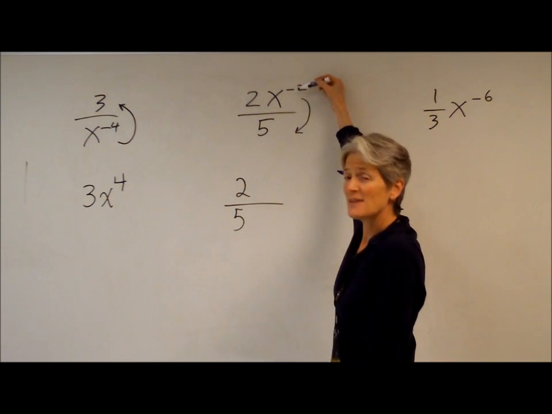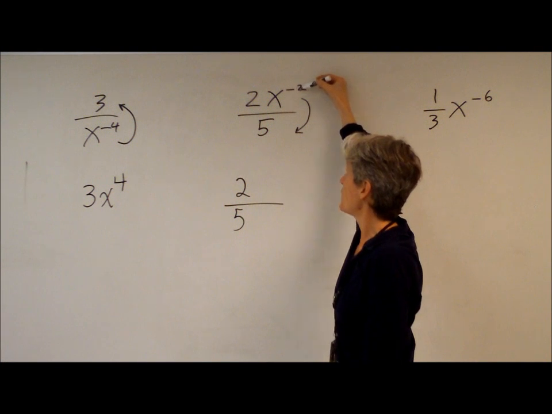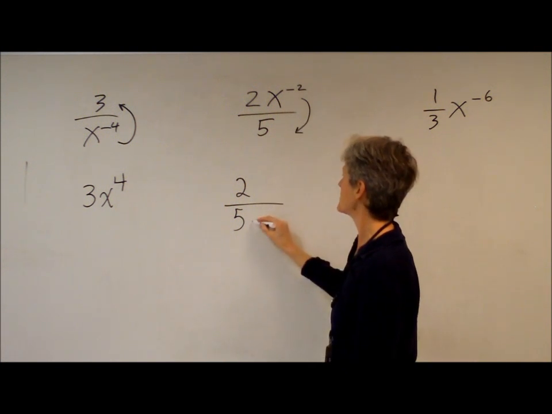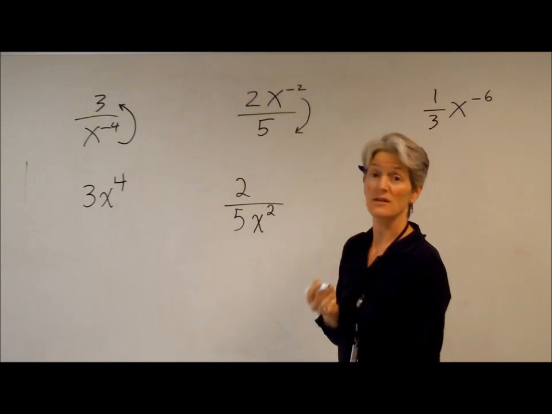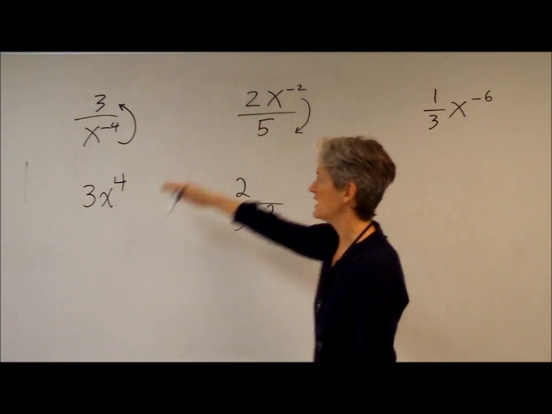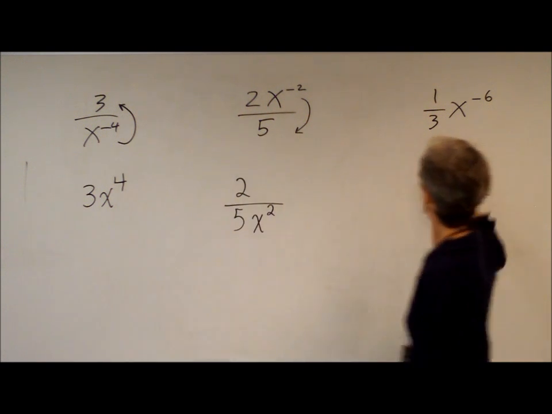That x to the negative 2 is the only negative exponent. If I want to rewrite it with positive exponents, I'm going to bring it down into the denominator, x squared. So these are equivalent expressions.